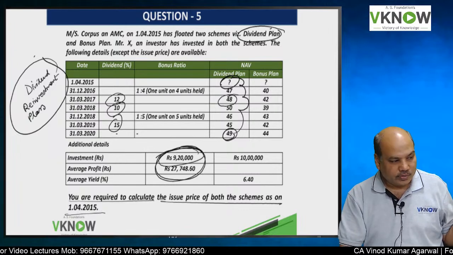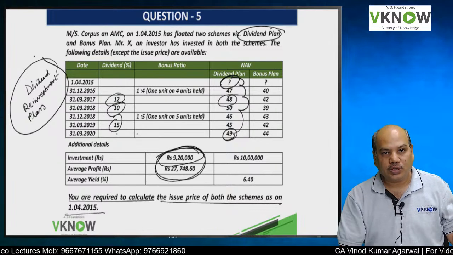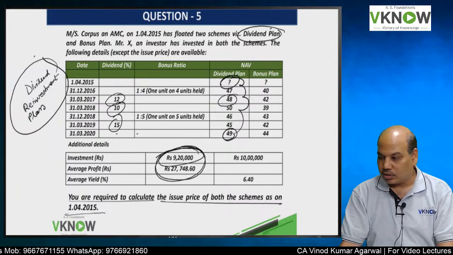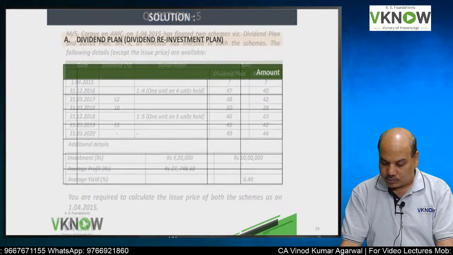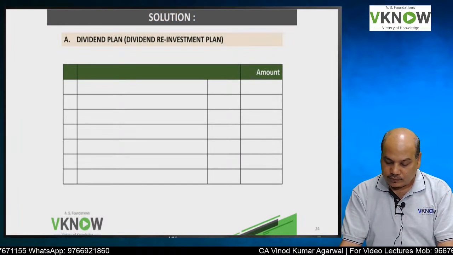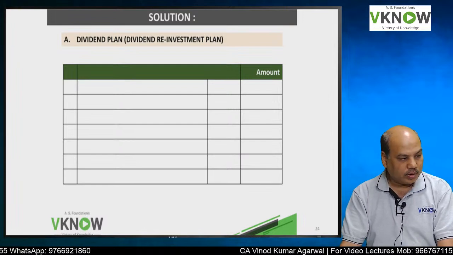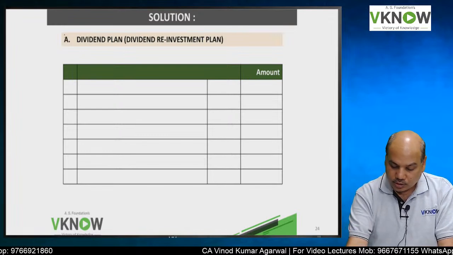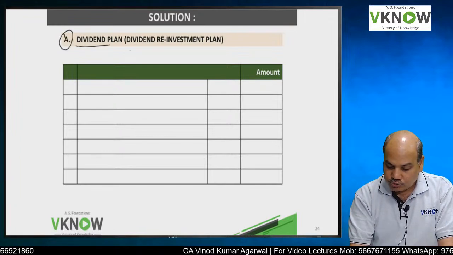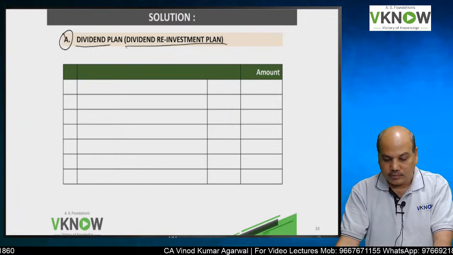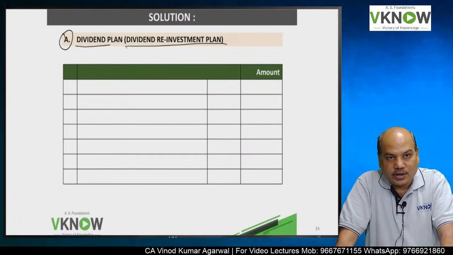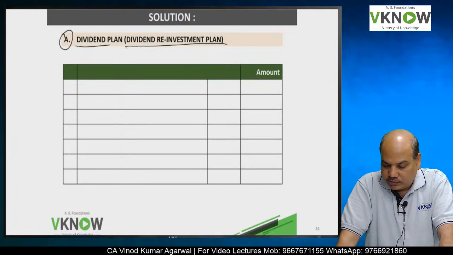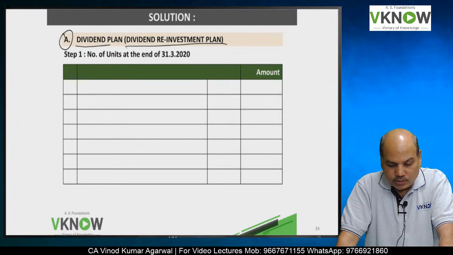9,20,000 was your investment. Divide by the number of units at the beginning, and that will give you the opening issue price or NAV. So reverse working problems are difficult in the exam. First you write down, one by one we'll solve. Point A, write down. First we'll solve the dividend plan. Actually it is a dividend reinvestment plan where the dividend is reinvested and additional units are issued.